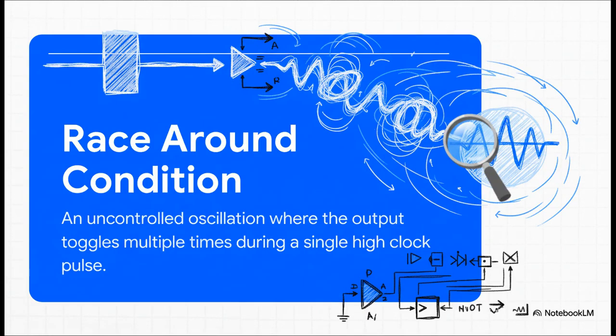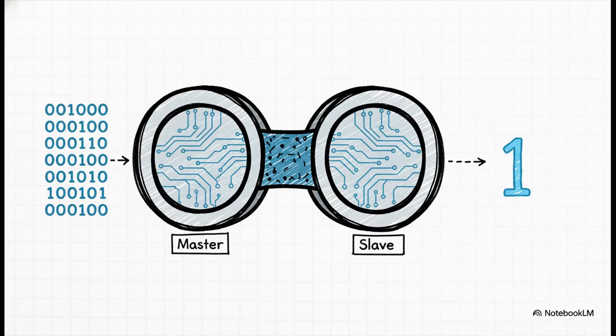It's called the race around condition, and here's what happens. Because the output is fed back to the input, if that clock pulse stays high, the output toggles, but that new output immediately feeds back and makes it toggle again, and again, and again, just oscillating like crazy during one single clock pulse. The circuit is literally racing itself, and the final state is totally random. A total disaster. The solution to this chaos is an absolute masterpiece of digital design, the master-slave flip-flop.